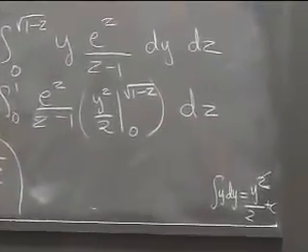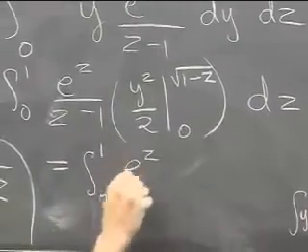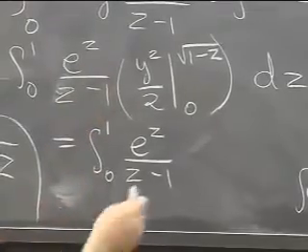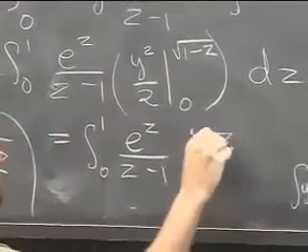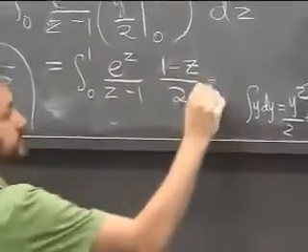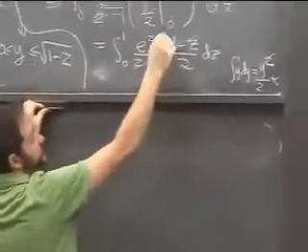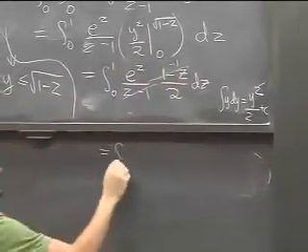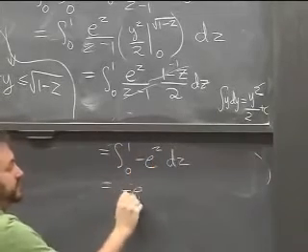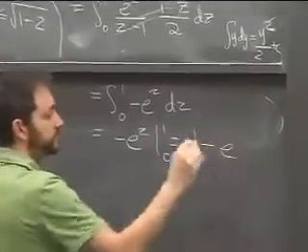Well, the 0 part doesn't contribute. So this integral is the integral from 0 to 1, e to the z over z minus 1, times, plug in root 1 minus z, and magically it is 1 minus z. But then you have a 2, dz. And now this cancels out and leaves a minus 1. So this is just the integral of minus e to the z dz, which is minus e to the z between 0 and 1, which works out to be 1 minus e.